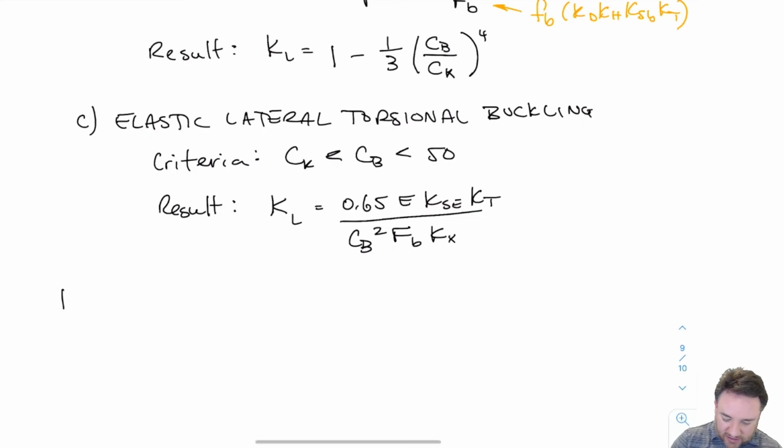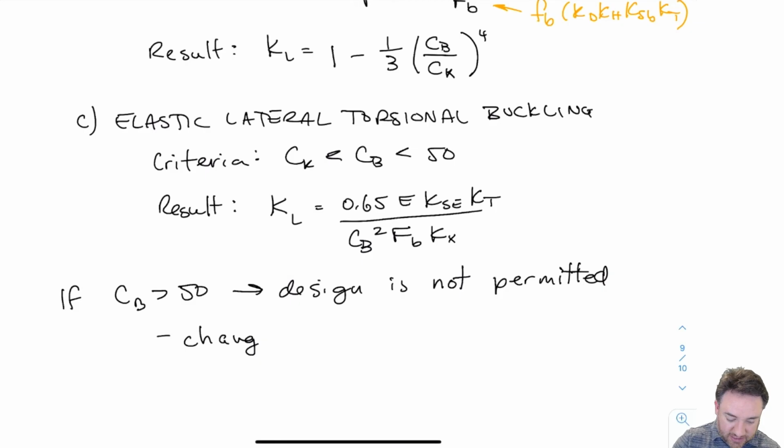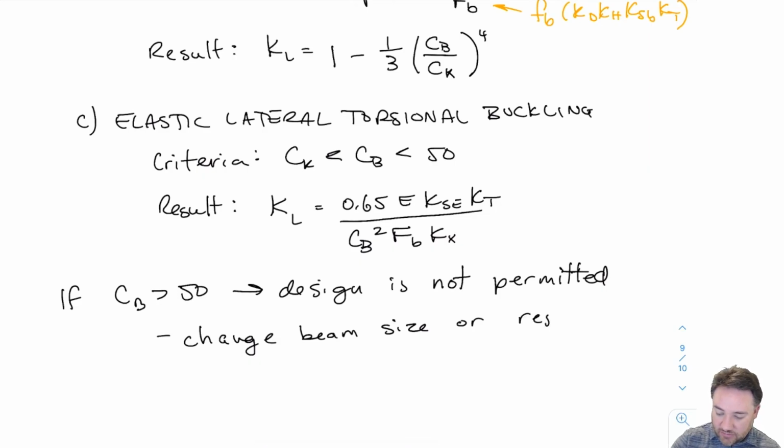Okay, so then what happens if CB is greater than 50? Then the design is not permitted. So CB equals 50 is a limit on acceptable slenderness, and if I don't fall into that category of CB less than 50, then I have to change my design by either changing my beam size or changing the restraint conditions, both of which would change CB. And this is just like the case that we had for column buckling design, where we had a limit on CC, which also happened to be 50.